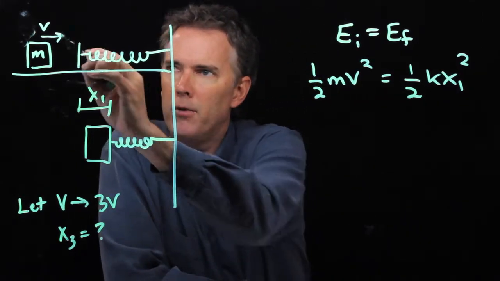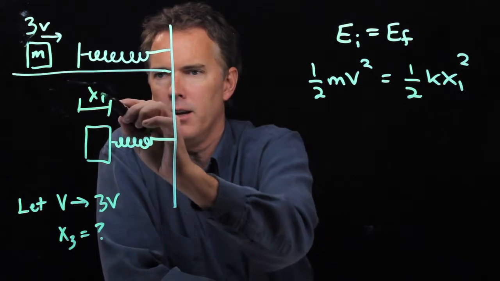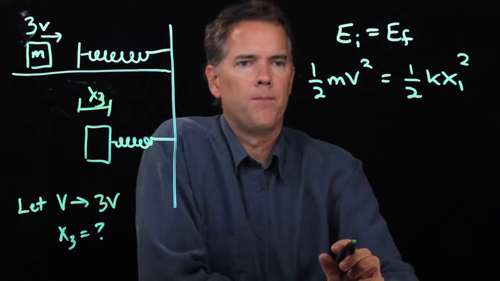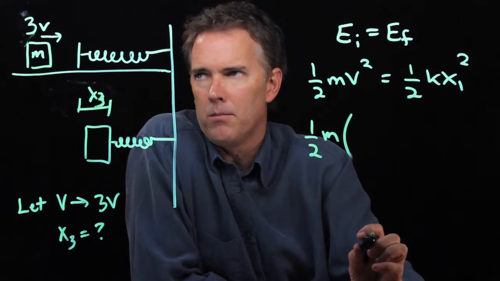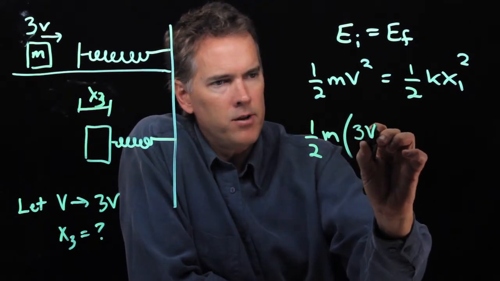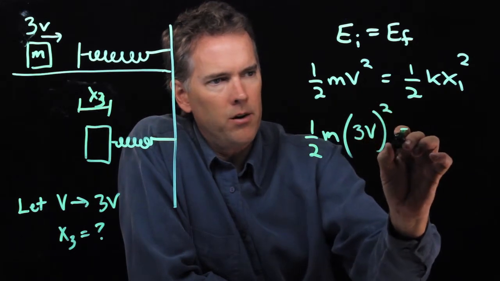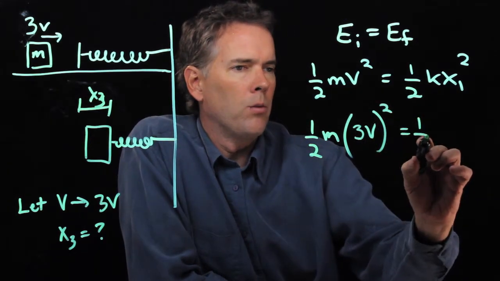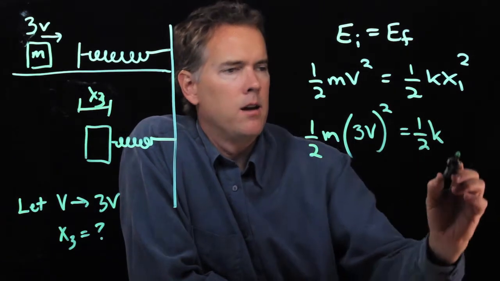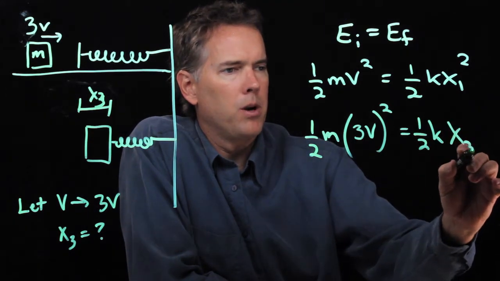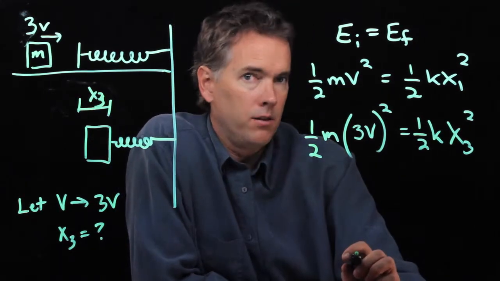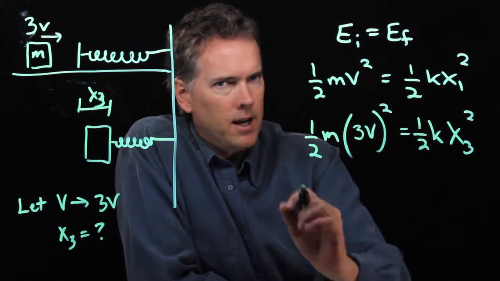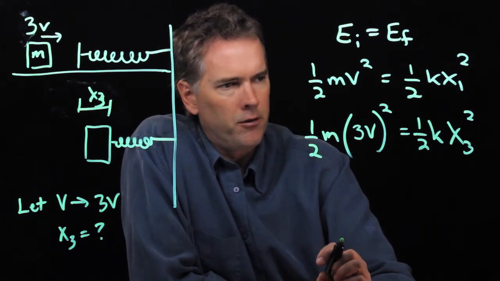So for instance, if we go back and change this to 3v and we look at x3, then this equation becomes what? 1/2 m times (3v) squared equals 1/2 k times x3 squared. Okay, and now what we're looking for is x3. So let's take this last equation and let's solve it for x3.